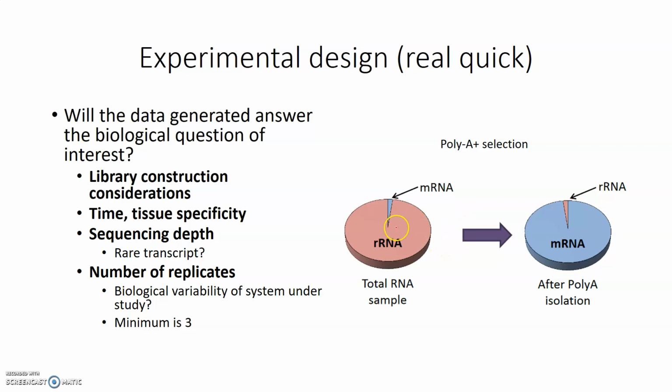Also, it's important to mention that mRNA comprises a vanishingly small percentage of the total RNA in a given cell. And so a lot of times when we are generating these libraries, we have a polyA selection step or a ribodepletion step to maximize the mRNA yield from a particular sample.